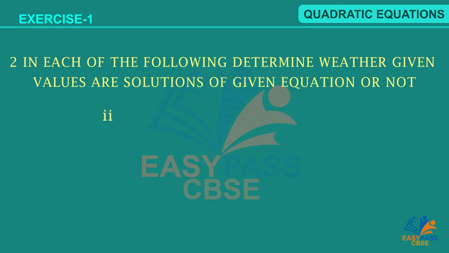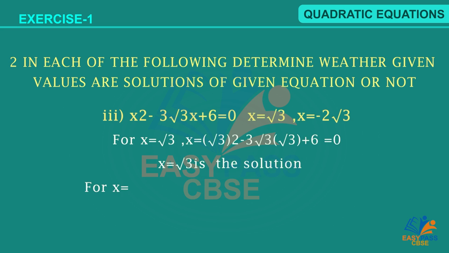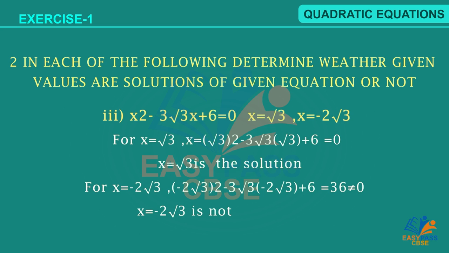Third one, x square minus 3 times root 3 x plus 6 is equal to 0. The x values are x is equal to root 3 and x equal to minus 2 root 3. By substituting x equal to root 3, we get 0. Therefore, x equal to root 3 is a solution. By substituting x equal to minus 2 root 3, you will get 36, which is not equal to 0. Therefore, minus 2 root 3 is not a solution.